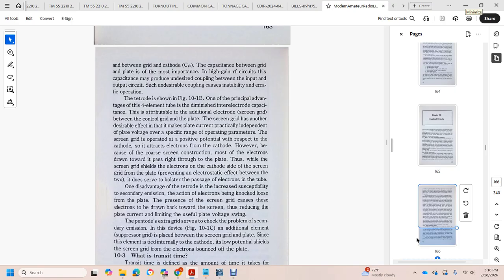One disadvantage of the tetrode is the secondary emission, the action of electrons being knocked loose from the front of the plate. The positive screen grid causes these electrons to be drawn back over to the screen, reducing plate current and limiting the useful plate voltage swing.